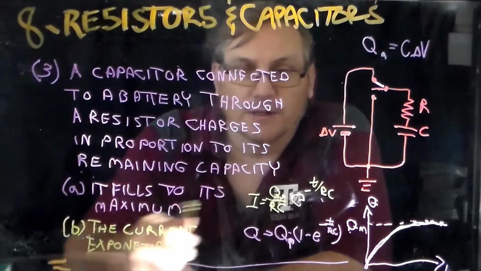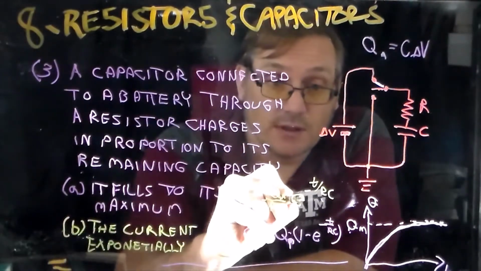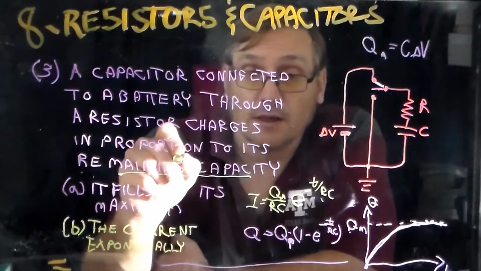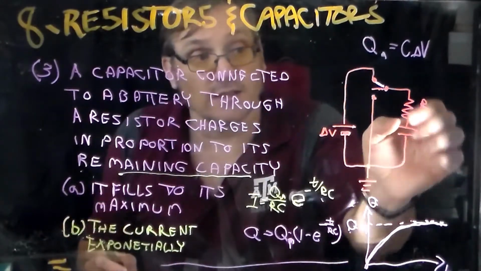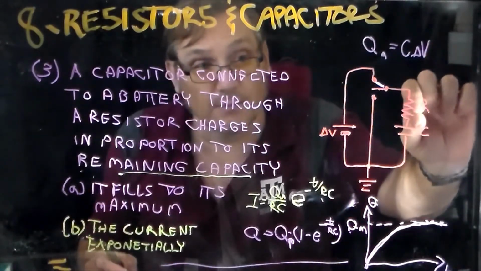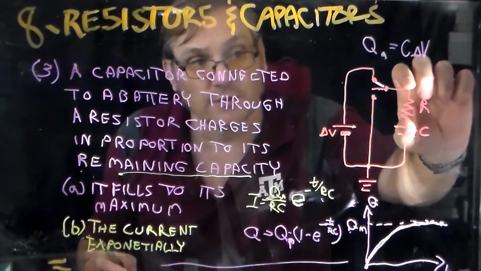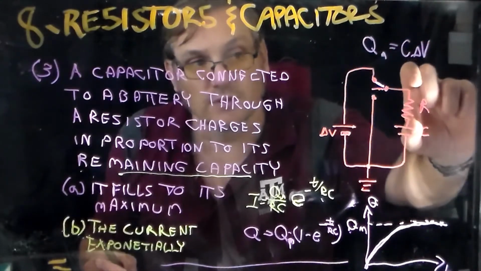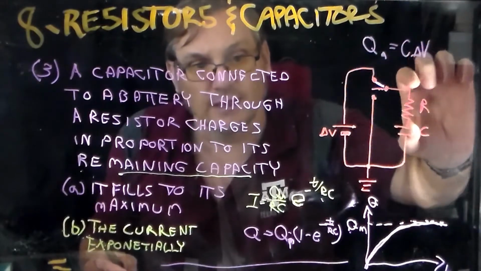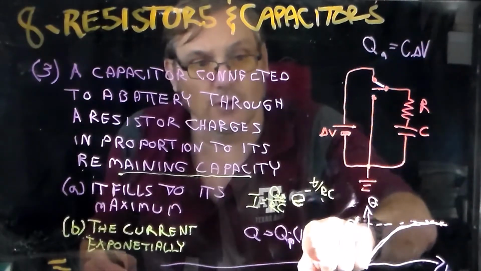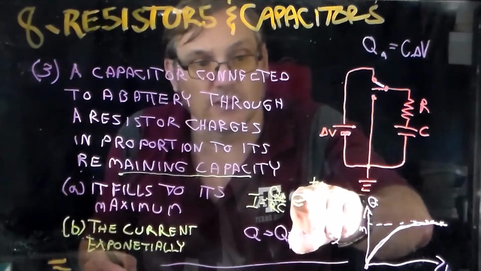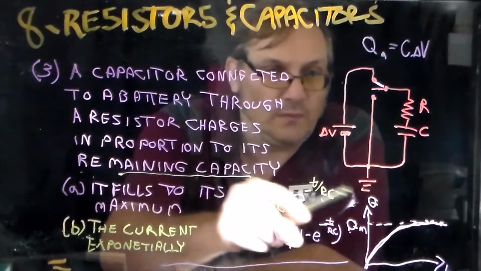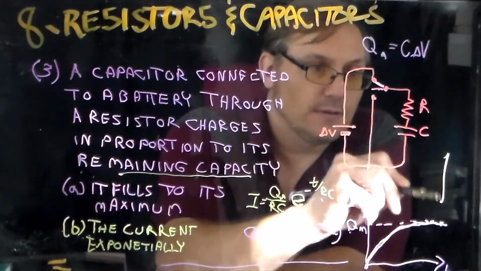And so why does it do that? Well, because we're looking at the remaining capacity. As we go on, the remaining capacity reduces, and as the remaining capacity reduces, the voltage difference between here and here reduces as well, because you keep charging up this capacitor, which means the current reduces, and it keeps reducing until you get to the point where it's fully charged, at which point e to the minus t over RC is 0, and the current is 0. So here we're just filling up the seats again.